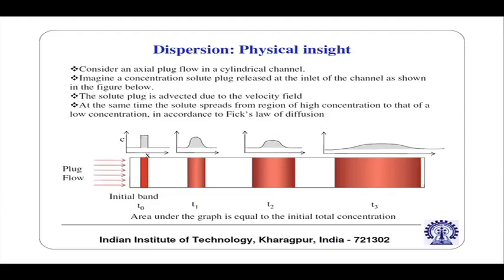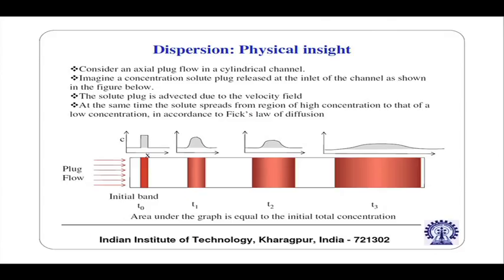Now, we will extend the diffusion concept to the concept of dispersion. Now, consider an axial plug flow in a cylinder. Look at the schematic, you will understand the thing very nicely if you look into the schematic. Consider an axial plug flow in a cylindrical channel, okay. So, this is an initial band.